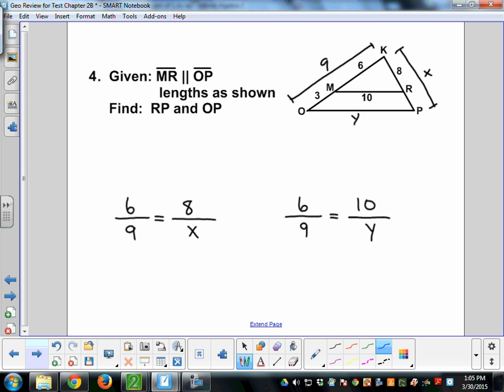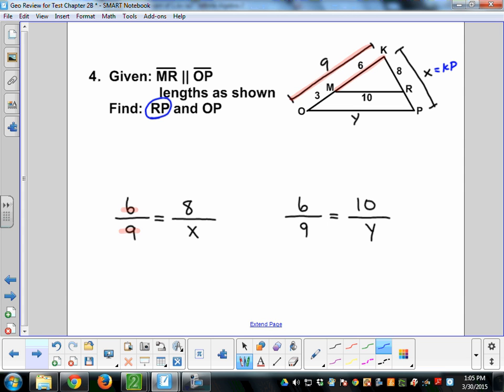Okay, this one I already have the proportions set up. The key here, guys, is to see that 6 corresponds to the 9. You're going to use that in both proportions to get started. 6 corresponds with 9, and then on the side there, 8 corresponds with x. Now, you notice that x is KP. It does not ask for KP, it asks for only RP. But think about this. If we can find KP, which is x, I can subtract 8 away to get RP.